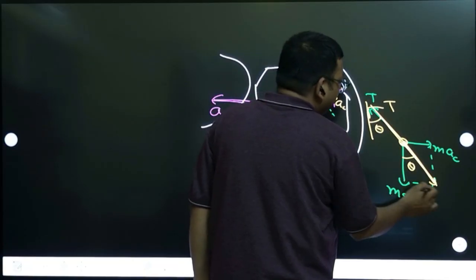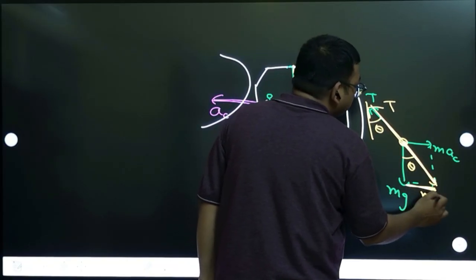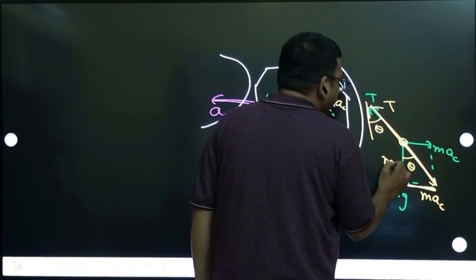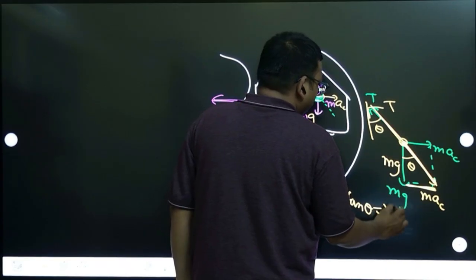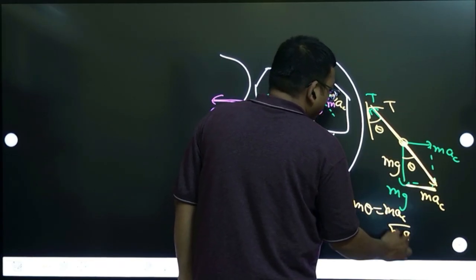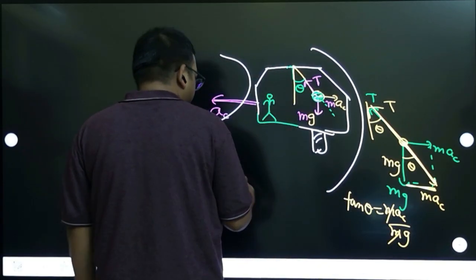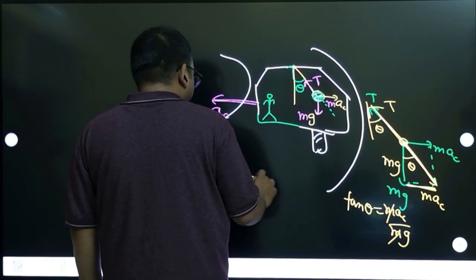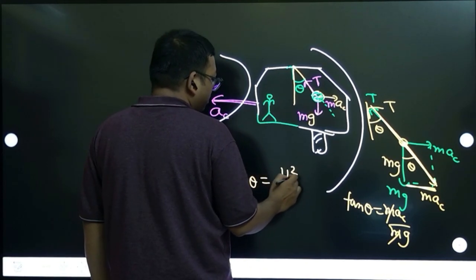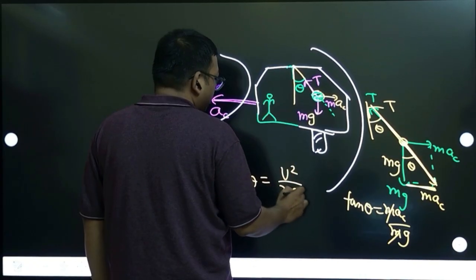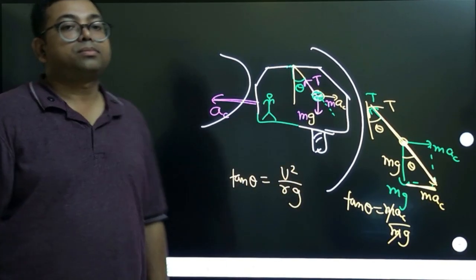So in this triangle you can calculate, because this is m a_c and this is m g. So tan theta you can easily calculate from here, m a_c by m g. The m gets cancelled, a_c by g, that you calculate. They have given the centripetal speed, so this is v square by R, v square by R g. This you calculate.